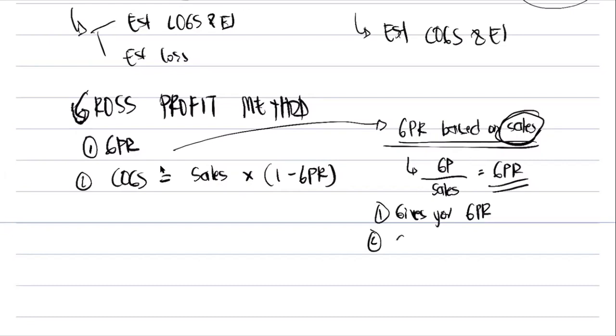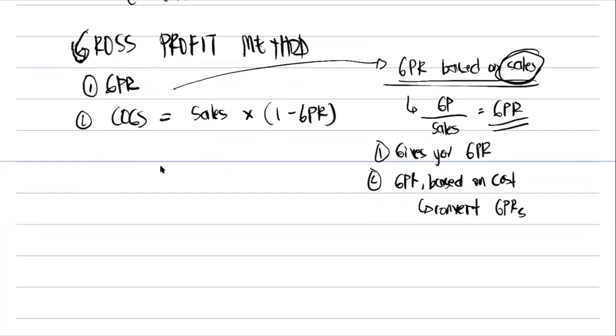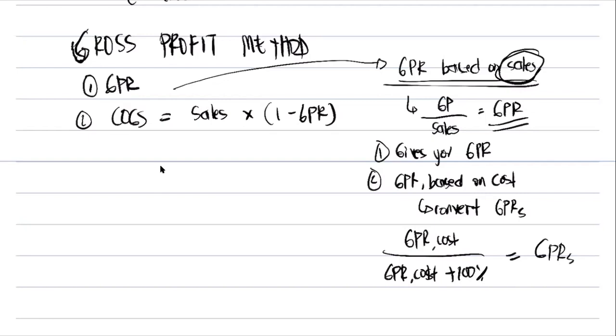But if ever what is given is the gross profit rate based on cost, what do we do? If the given is a gross profit rate based on cost, you need to convert it into a gross profit rate based on sales. So how do we convert a gross profit rate based on cost to a gross profit rate based on sales? We get the value of your gross profit rate based on cost divided by your gross profit rate based on cost plus 100% to get your gross profit rate based on sales.